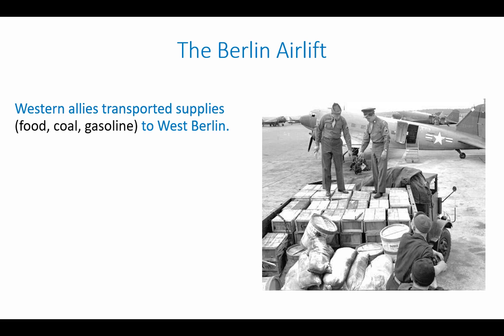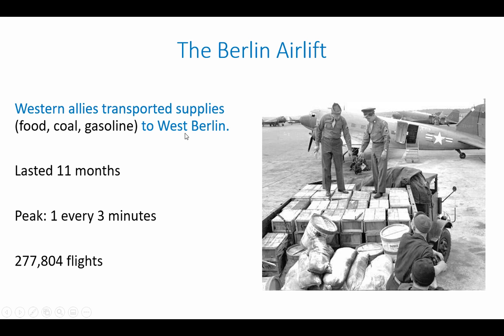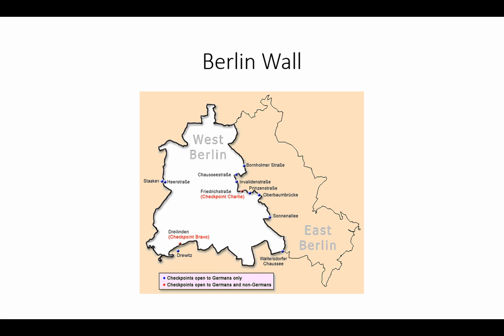Well, the American, British, and French response to this was the Berlin Airlift. This is where Western allies transported supplies such as food, coal, and gasoline to West Berlin by airplane. For 11 months, all throughout this blockade of West Berlin, they had about 277,000 flights, airplanes that flew into West Berlin, bringing them products that they needed to survive. At the peak of this, there was an airplane landing every 3 minutes in West Berlin.